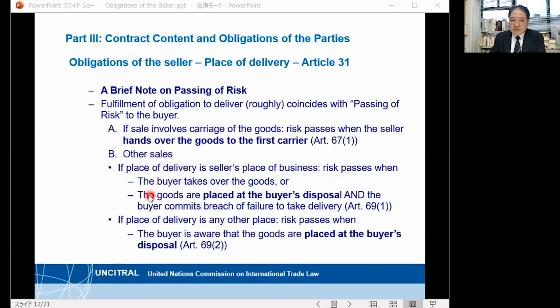In other sales, if the place of delivery is the seller's place of business, risk passes when the buyer takes over the goods, when the buyer takes possession of the goods, or if the goods are placed at the buyer's disposal and the buyer commits a breach by failing to take delivery. It is an obligation of the buyer to take delivery, and failure to do so is a breach by the buyer.